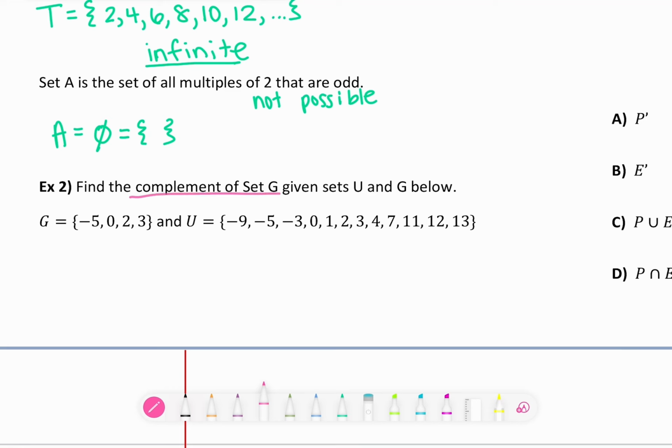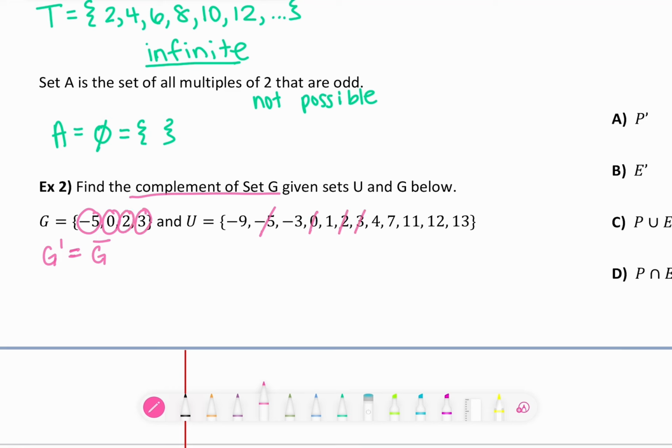So the complement of set G, remember, there's 2 ways to write it. We can write G prime, or we can write G with a line on top. Either one means complement. It's going to be everything that is in that universal set, but that's not in G. So everything not in G. So negative 5, cross it out. 0, cross it out. 2, cross it out. And 3, cross it out.